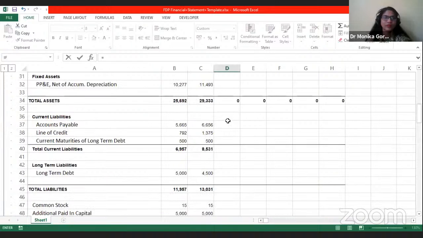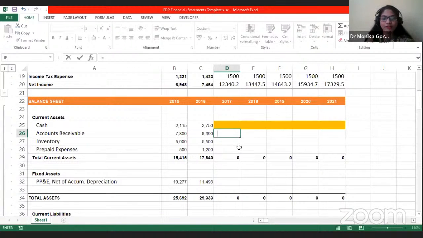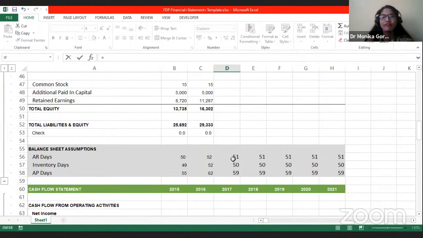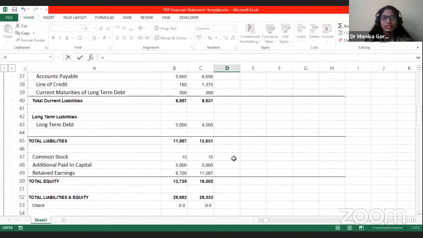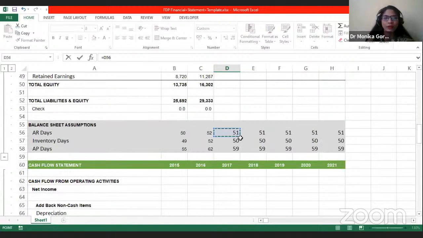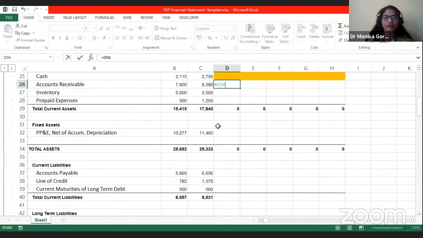Okay, so we have the days. It is going to take 51 days for the account receivable, so we will consider it equal to 51.